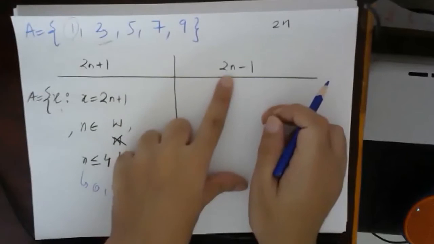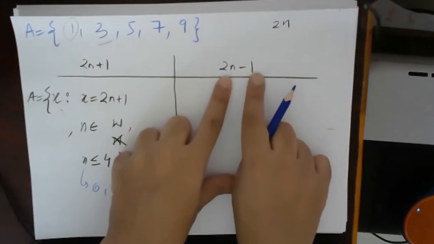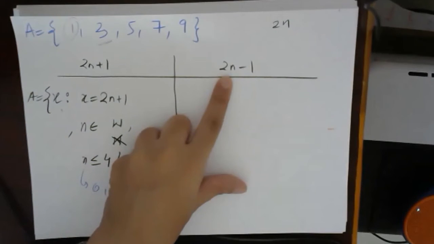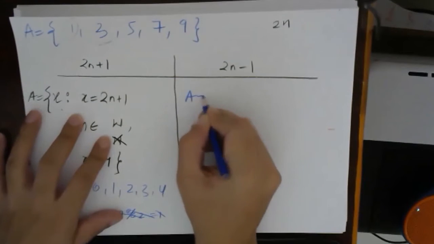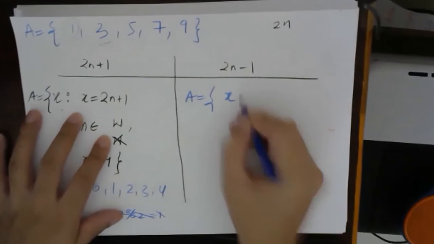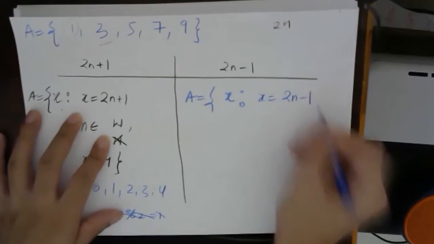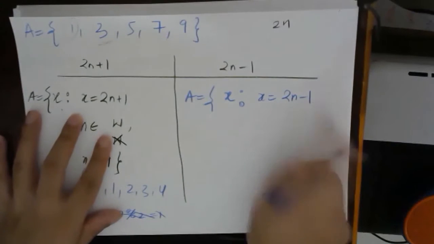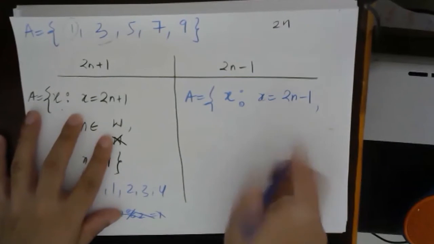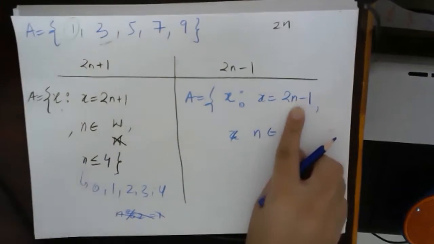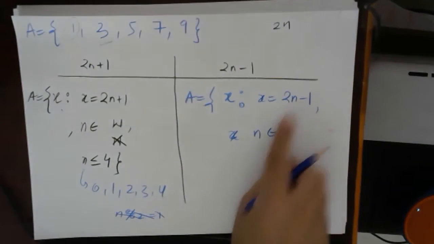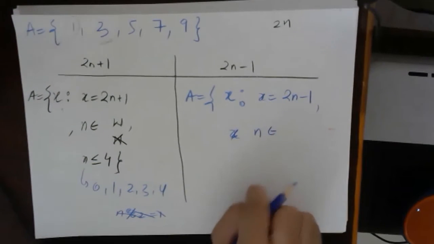Now suppose somebody has taken the 2n minus 1 form. Again I will write this. There is a set A which contains an element x such that x is equal to 2n minus 1. Now think about it. n should belong to what? Natural number or whole number?